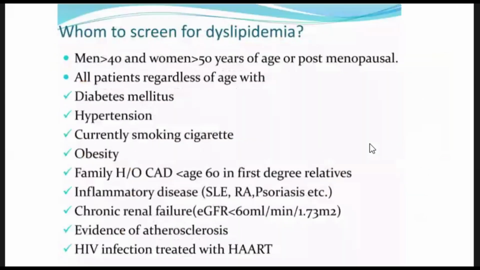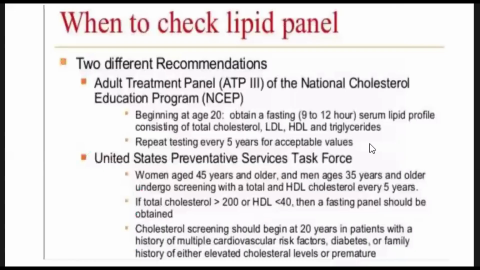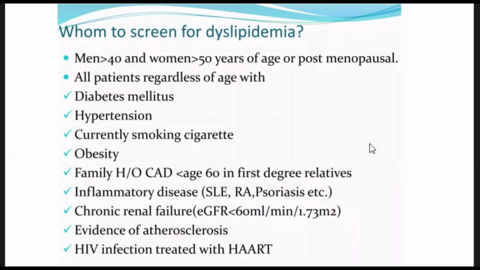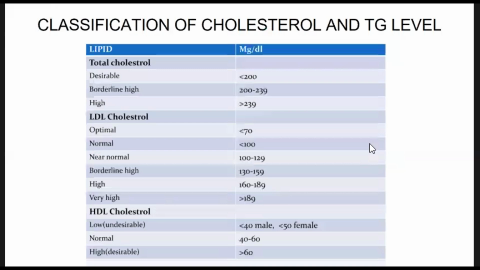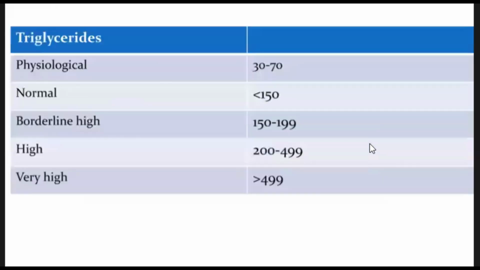But when a patient comes to you, when do you think of checking a lipid profile for them? As I said, men over 35 and women over 45, and also all patients over about 20 years, regardless of the age, because it's that prevalent. It's a very common disease. Also in all diabetic patients, hypertensive patients, smokers, obese patients, those with a family history of heart disease, some inflammatory disorders like SLE, psoriasis, chronic renal failure, and also in HIV patients on antiretroviral therapy. These are the cutoff values that I have just added for reference.